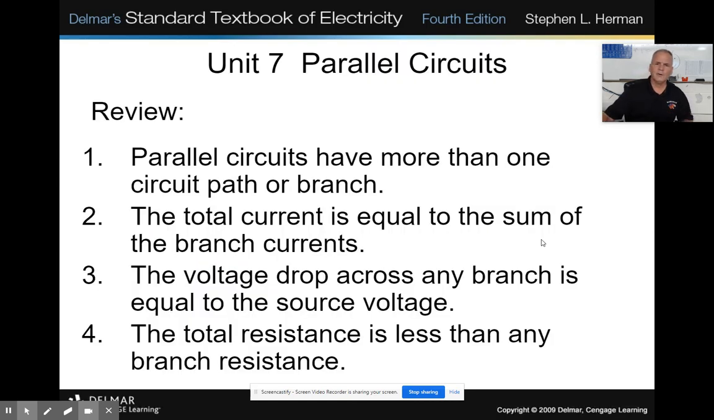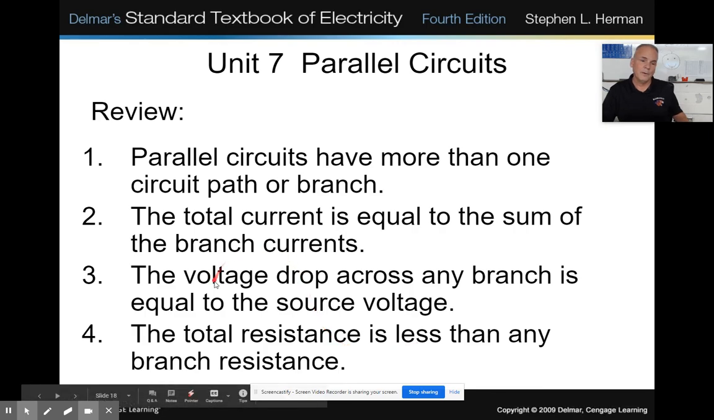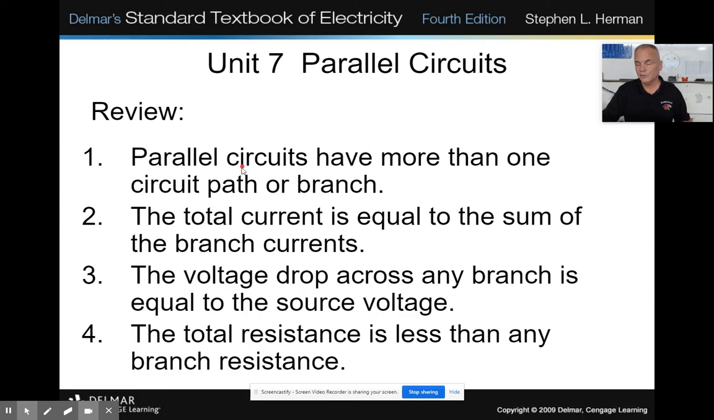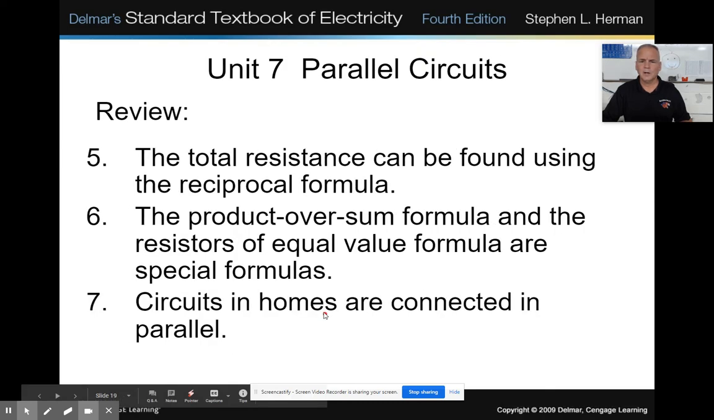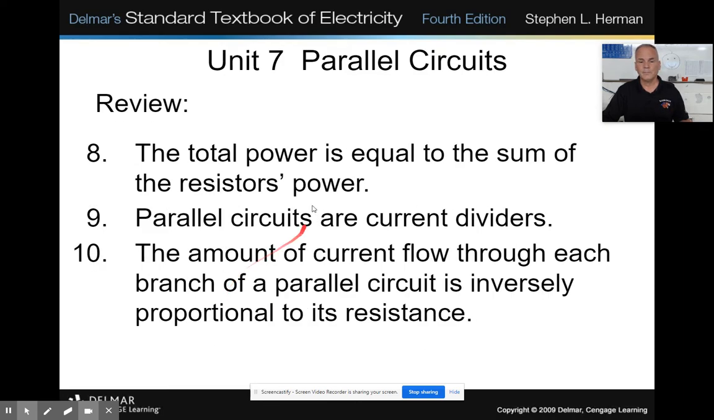Remember that we have 1 or more paths for current to flow in a circuit, which is different than a series circuit. We have changed gears now, and these are our 3 rules: total current, voltage drop, and total resistance. There's that less than any branch resistance again. You can use the reciprocal formula, product over sum, and the circuits in your house are connected in parallel.